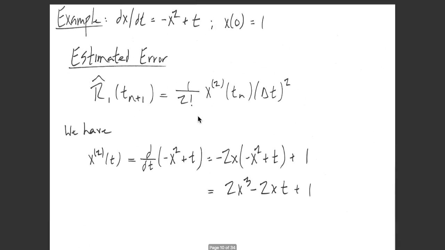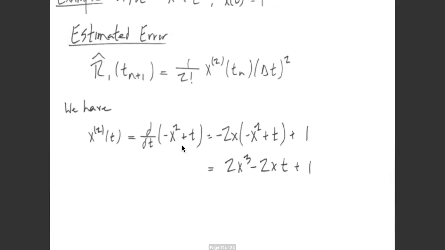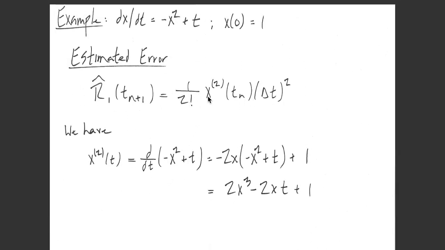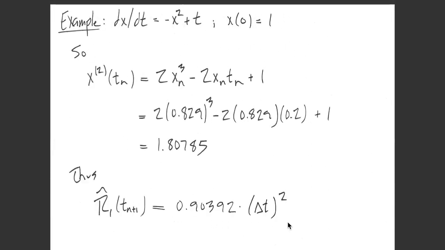So go back here for a second. Remember, here's our estimated remainder. We just computed the second derivative at Tn as 1.80785, and so I plug that value in here, and I finally get my estimated remainder for this step of the process. Now we want to use that to say, how big of a step can I take and still be within my error bounds?